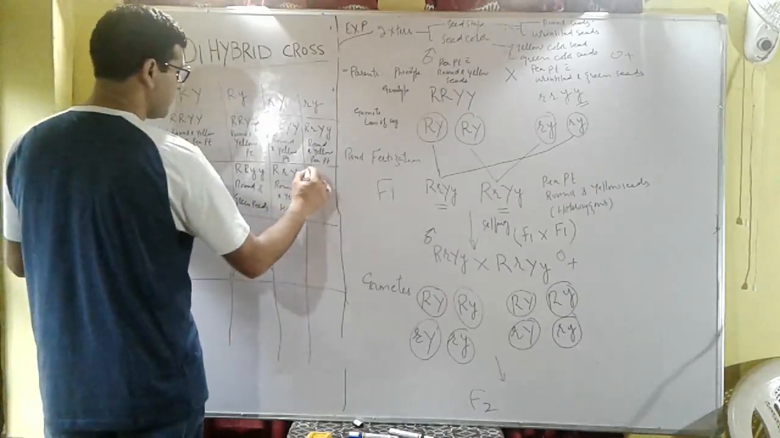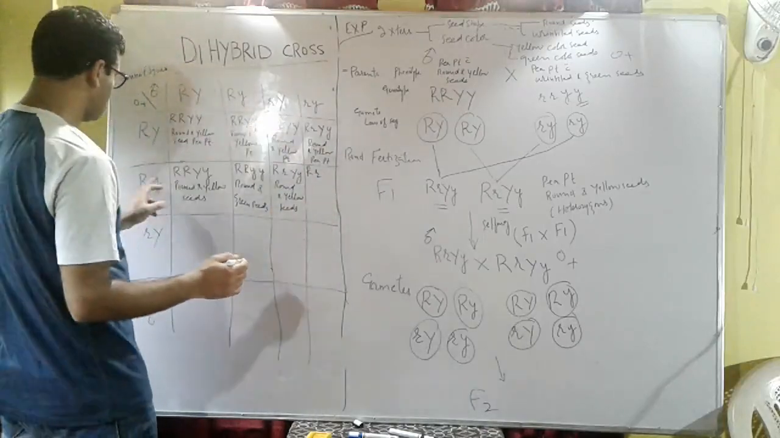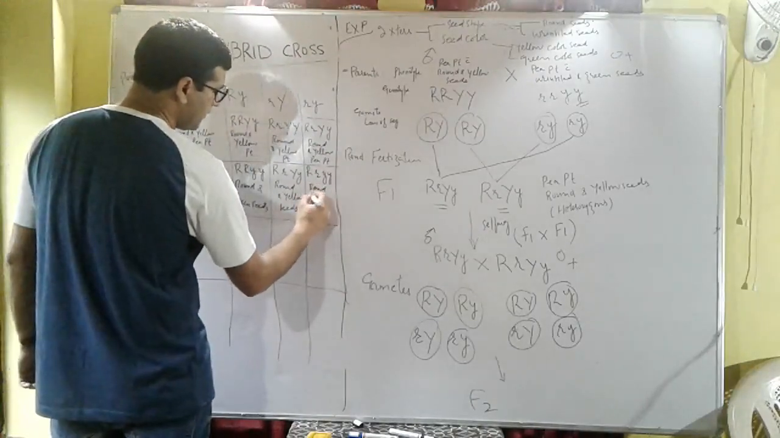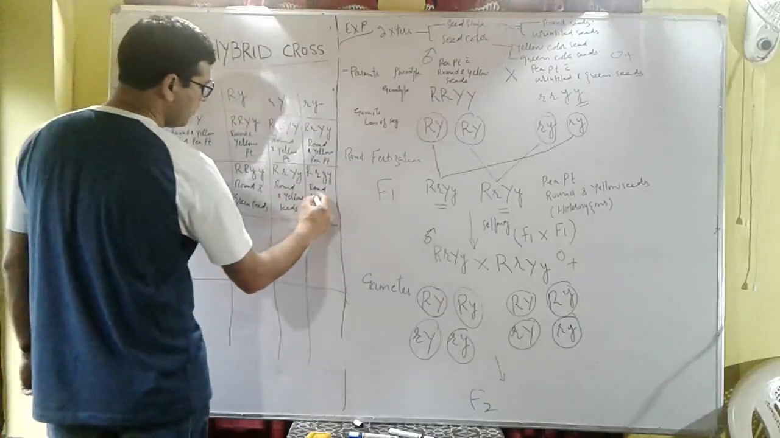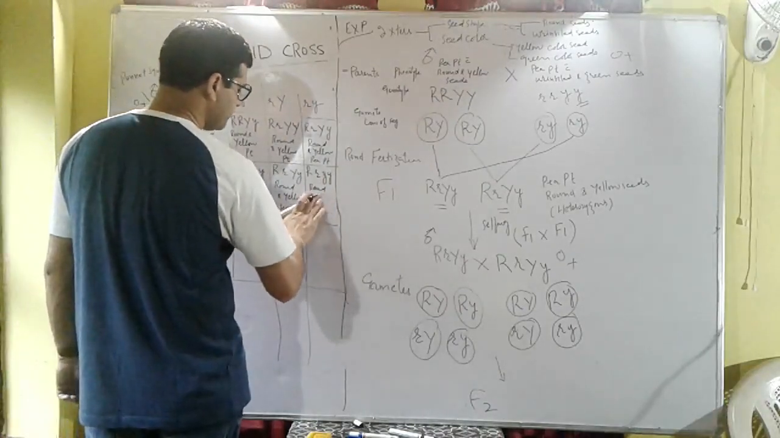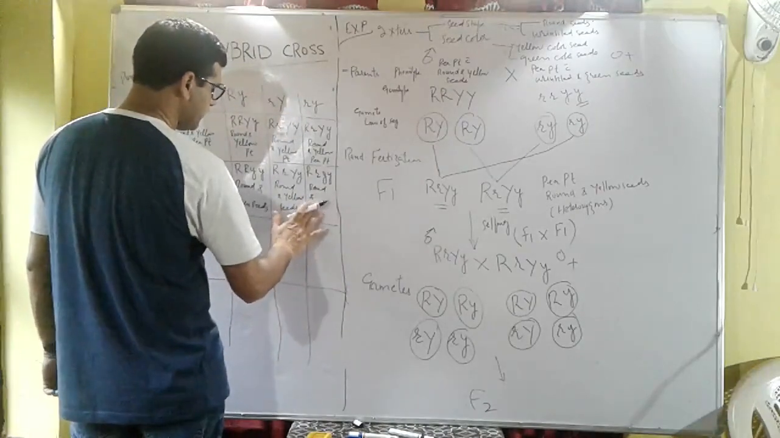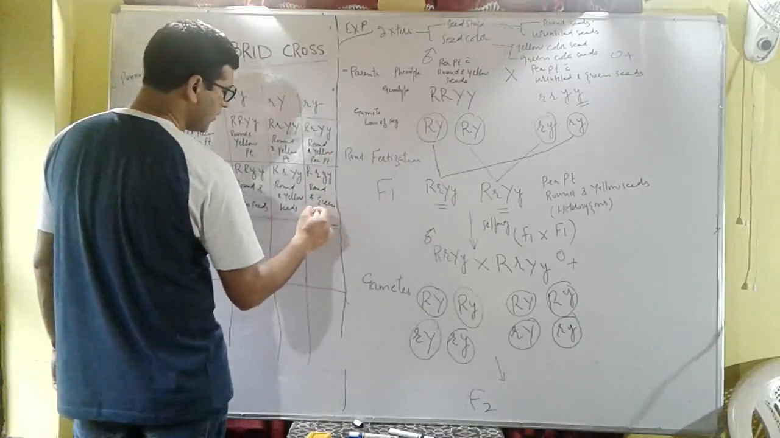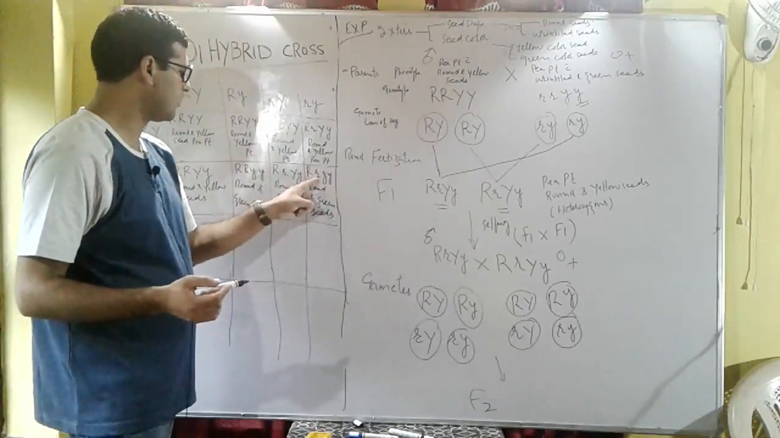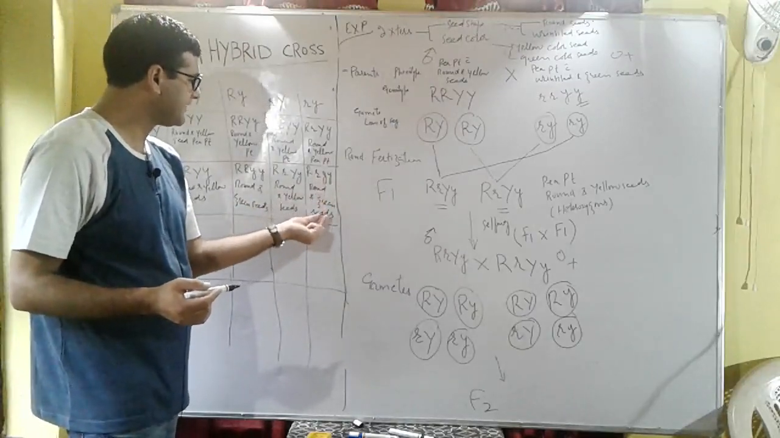Then we have another, capital R, small r, small y, small y. This is a pea plant with round seeds, and capital Y is for yellow color seeds. Sorry, small y is for green. So this is a pea plant with round and green seeds. Then capital R, small r, small y, small y: this is a pea plant with round and green seeds.